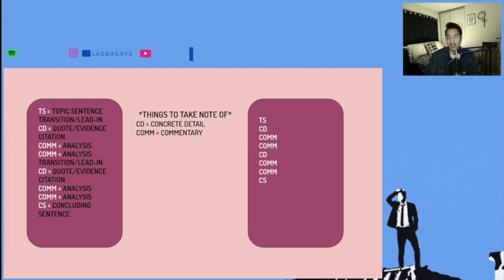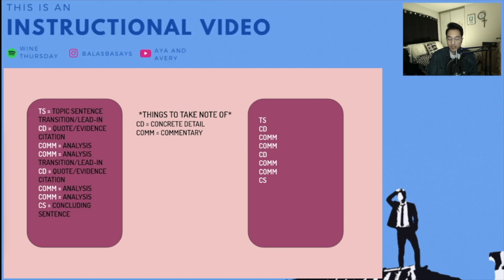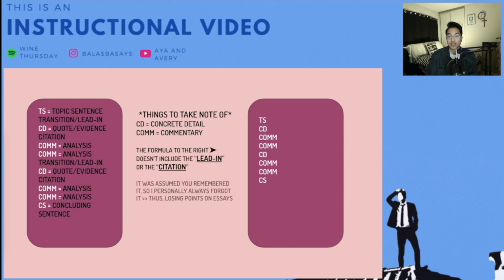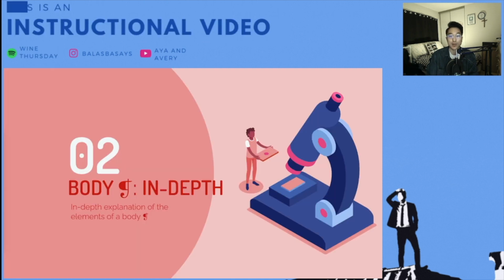This was the language that I learned when I was in high school, and it was very confusing because why not just call it evidence and analysis? But you never know, you may run into a teacher or professor in the future who uses this language. So the formula to the right, if you notice, it doesn't include the lead-in or the citation. It was assumed that you always remembered your citations and your lead-ins, and personally I always forgot it, so I ended up losing points on my essays. So make sure you pay special attention to your lead-in and your citation. And so as we go in depth with the parts of a body paragraph, you'll see why the lead-in and citation are so important to your writing and for your reader.